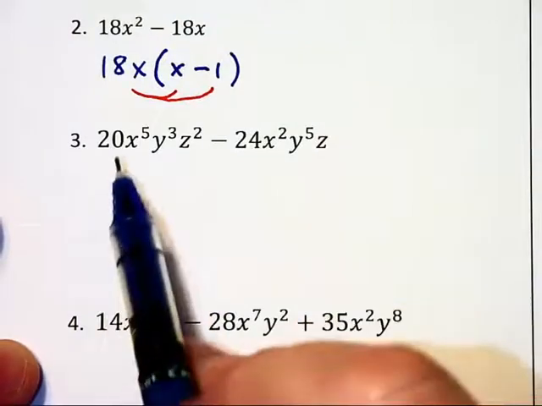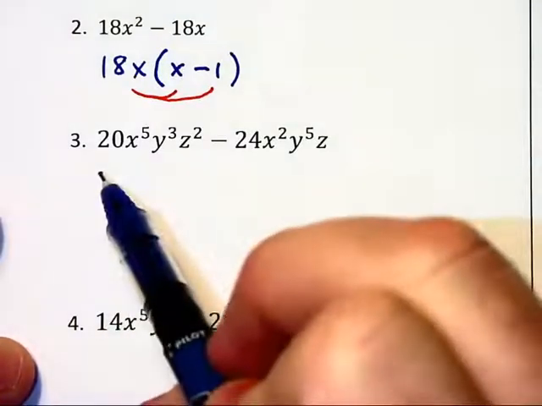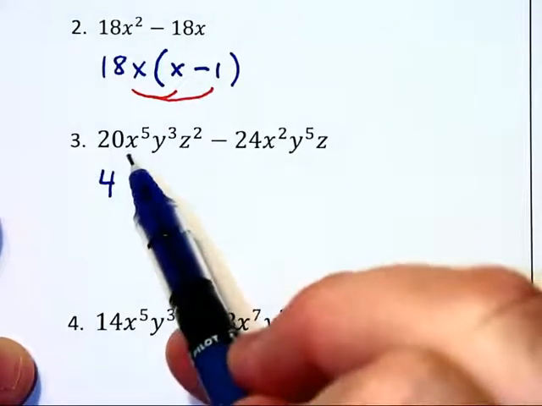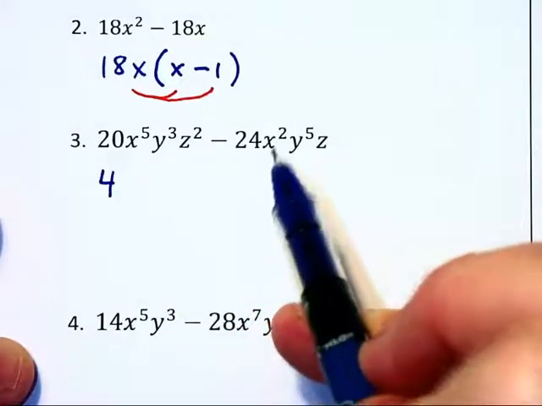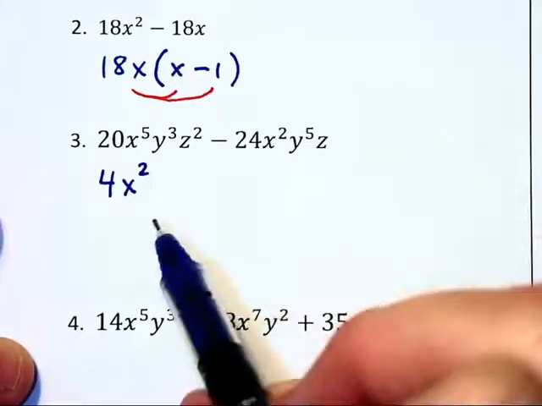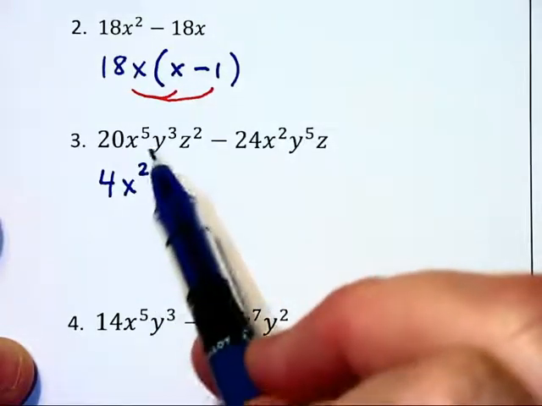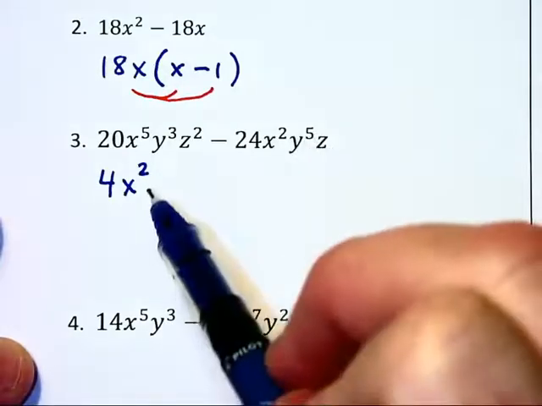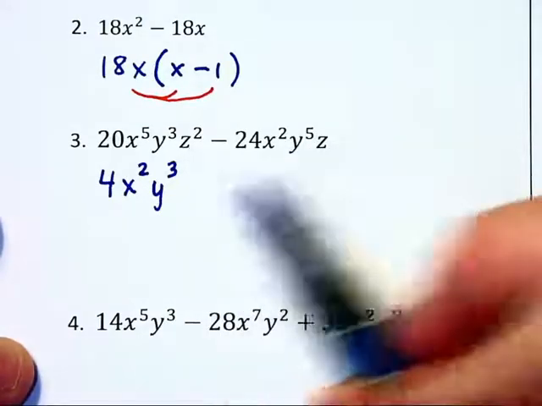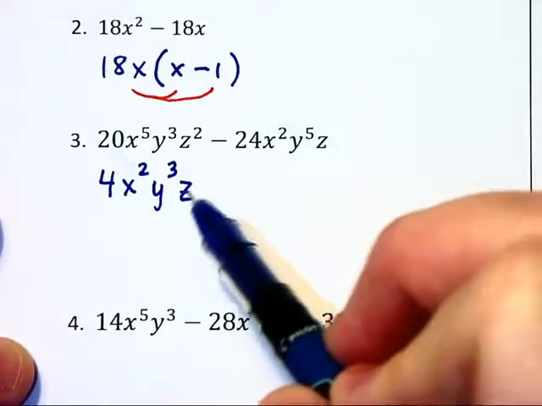In this next problem, 20 and 24 both have a factor of 4, and then we look at each variable, x to the fifth and x to the second. X to the second goes into x to the fifth, so for each variable you're going to choose the smaller exponent. Y to the third versus y to the fifth, we're going to divide out a y to the third, and z to the second versus z, we will divide out a z.